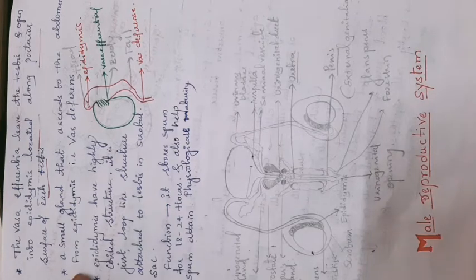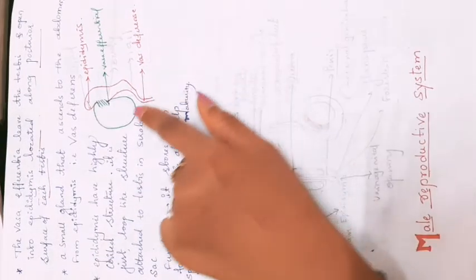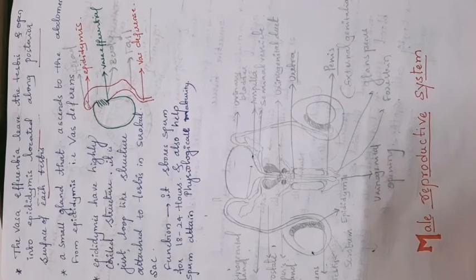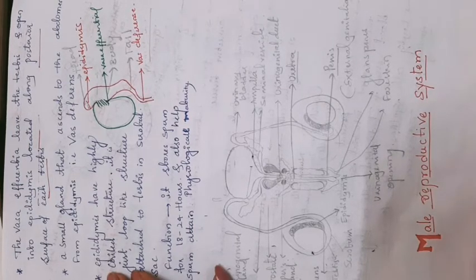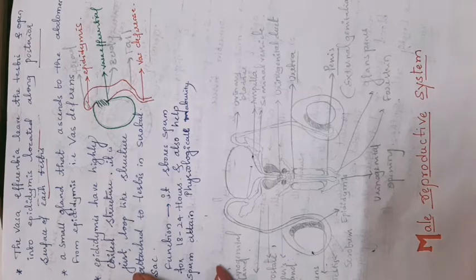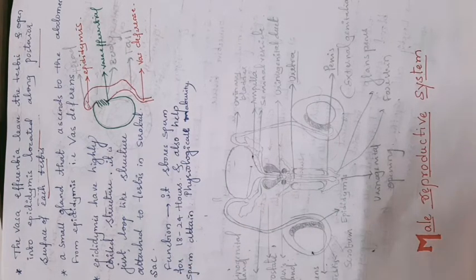Okay. Next, a small tube that ascends to the abdomen from the epididymis. A small tube-like structure which arises from the tail part of the epididymis is the vasa deferentia, or you can call it the vas deferens. Okay. Next, the epididymis has a highly coiled structure. It is just a loop-like structure attached to the testes in the scrotal sac. Means the epididymis is always present in the scrotal sac where the testes are present.